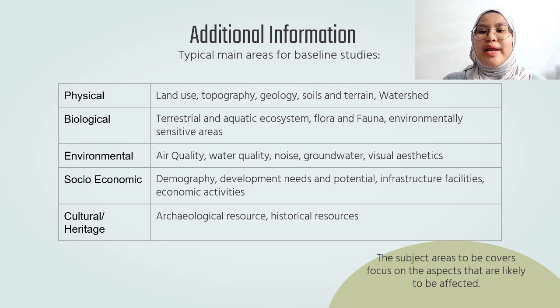For physical, we have land use, topography, geology, soils and terrains, and many more. And then for environmental, there are air quality, water quality, noise, groundwater, and visuals and aesthetics. And then for biological, there are terrestrial and aquatic ecosystem. And then flora and fauna, and then environmentally sensitive area. And then for socio-economy, there are demography, development, needs and potential, infrastructure and economy activities. Finally, for cultural and heritage, there are archaeological and historical values.